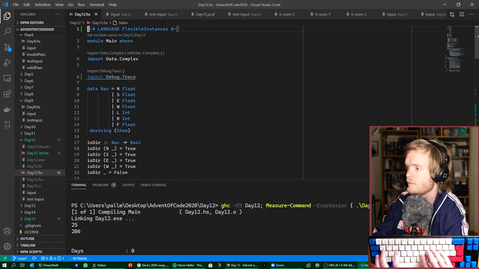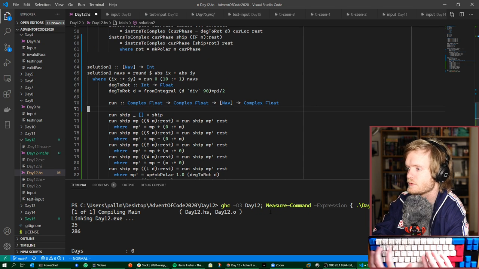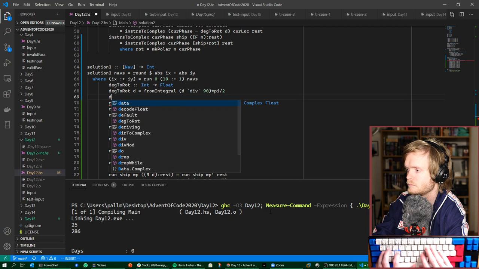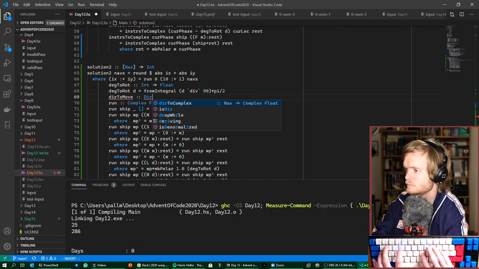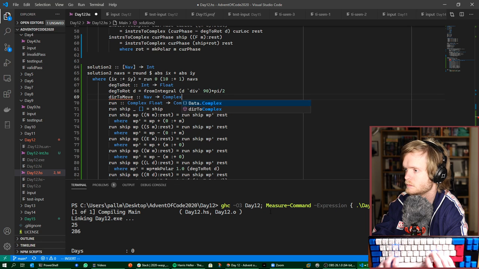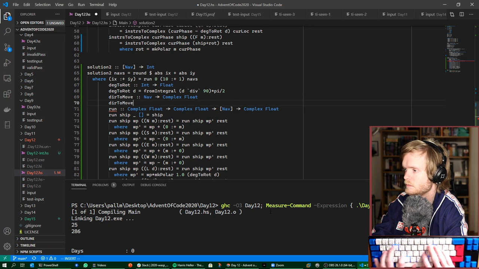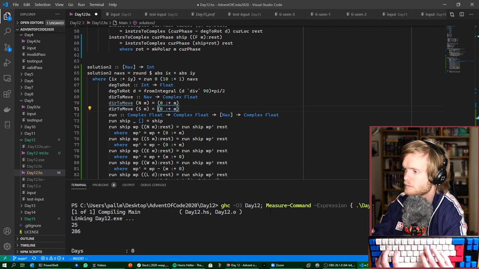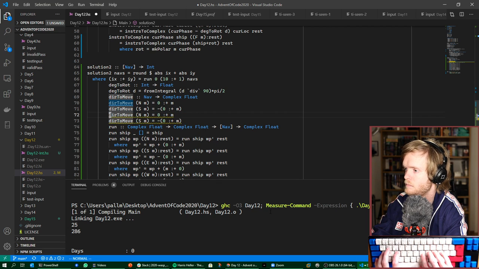Now we have this isDir function, right? Now let's write a dir to move. It takes in our nav and returns a complex float, dir to move. So N is equal to 0 plus m. Now S is equal to minus, E is equal to m, and this is west.